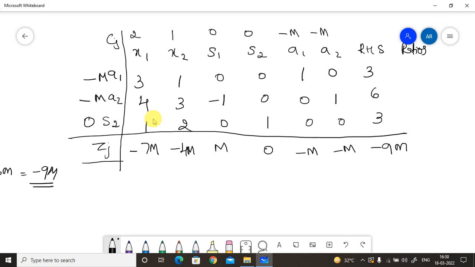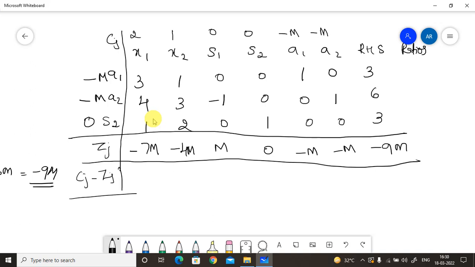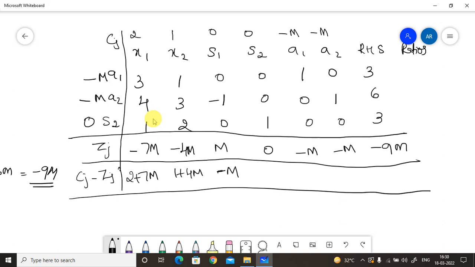Now we'll go for Cj minus Zj. Cj values we have already written at the top. You can see that 2 1 0 0 minus m minus m, those are all Cj values. Now we'll just subtract Zj from Cj, and let us see what is the new set of values we are going to get. So 2 minus of minus 7m will give you 2 plus 7m. 1 minus of minus 4m will give you 1 plus 4m. 0 minus m is minus m here, right? Minus m here. 0 minus 0 is 0, minus m minus of minus m, that's 0. And again minus m minus of minus m, that's 0.